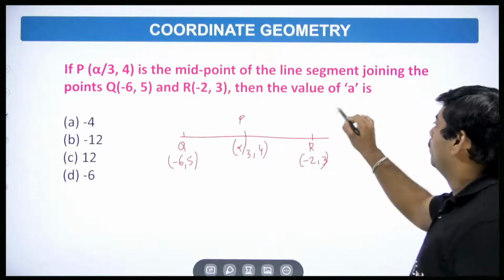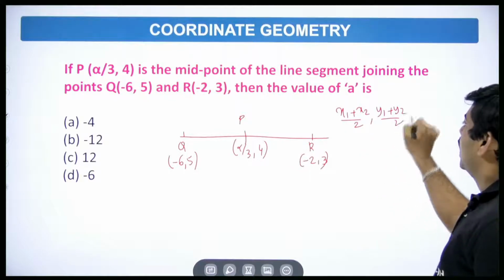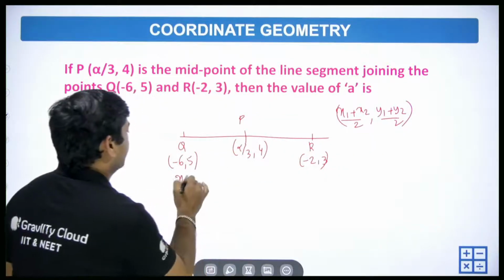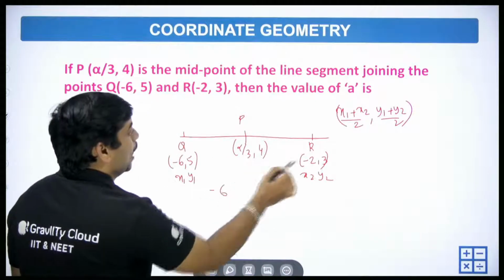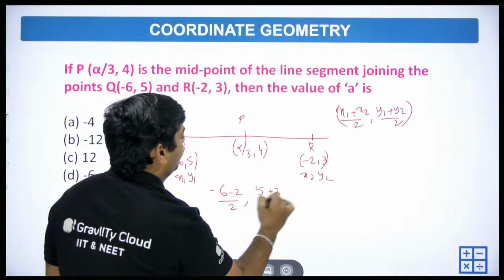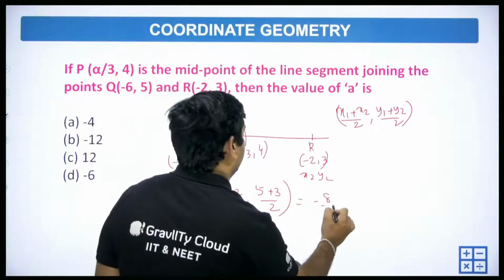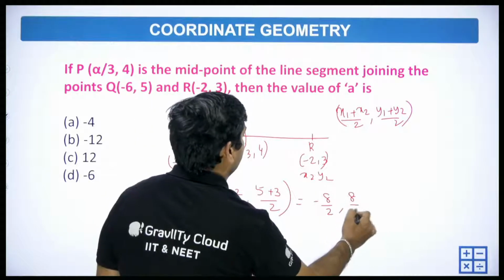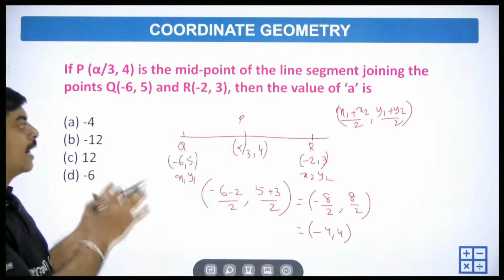So the midpoint formula, you know: (x1 plus x2) by 2 comma (y1 plus y2) by 2. So this is x1, y1, this is x2, y2. Minus 6 minus 2 by 2 comma 5 plus 3 by 2. Minus 6 minus 2 is minus 8, minus 8 by 2 is minus 4, and 5 plus 3 is 8, 8 by 2 is 4. So that becomes (minus 4, 4). Once again, please cross check if there is any calculation mistake.